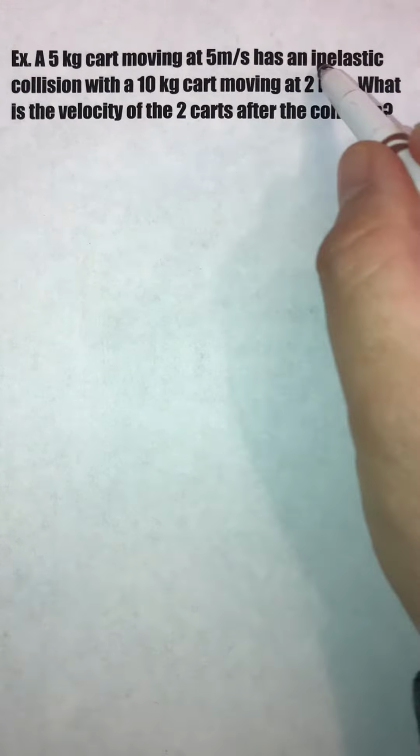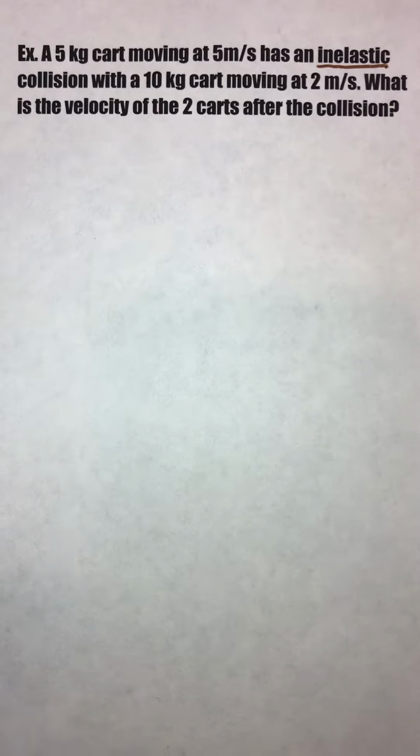So one of the key words here is inelastic collision. Remember, an inelastic collision is a collision where the two objects stick together. So they're going to be moving separately, they're going to crash into each other, and then they're going to move together after the collision. Another thing to remember is the law of conservation of momentum says that the momentum before the collision is going to be the same after the collision.